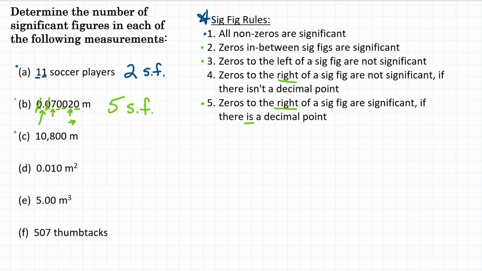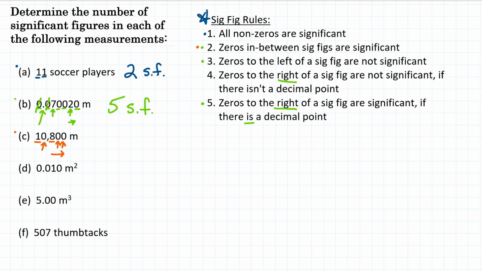Okay, let's look at C. We have 10,800 meters. So we know the 1 and the 8 are going to be significant. Let's look at the zeros. We have this 0 here. It's between the 1 and the 8. So that is rule number 2. Because it's in between those 2 significant figures, it also must be significant. We must know that's a 0 because we can't know the 1 and the 8 without knowing the digit in between. And then that leaves the last 2 digits here, which are both zeros, and they are to the right of 8, which is a significant figure.